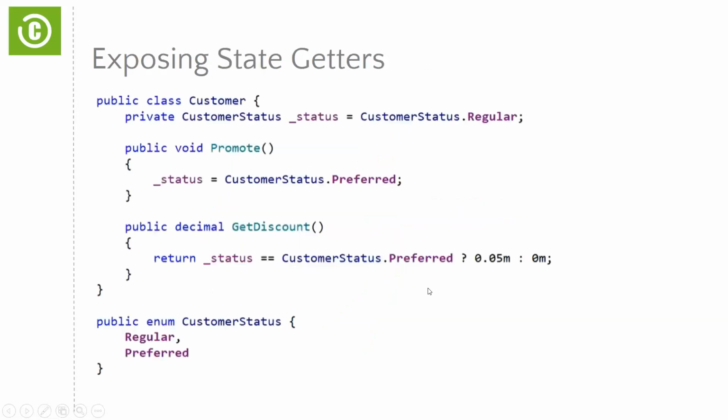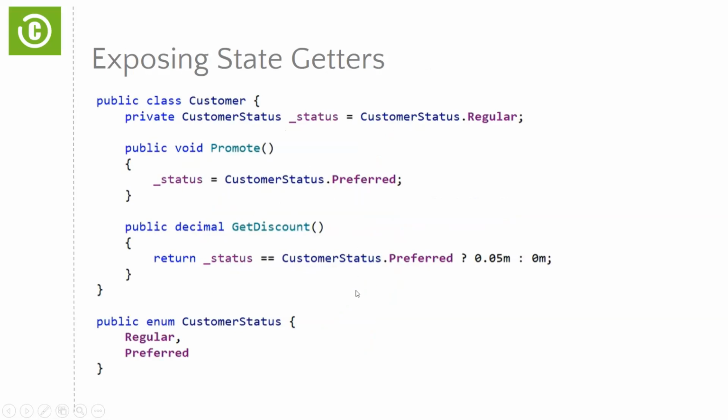Another anti-pattern that is often encountered is exposing state getters for satisfying a test. Here is an example. You can see the customer class has a private status field which determines what discount he or she will get. The regulars don't get any, while the preferred get a 5% discount. And the promote method transfers customer status from regular to preferred.